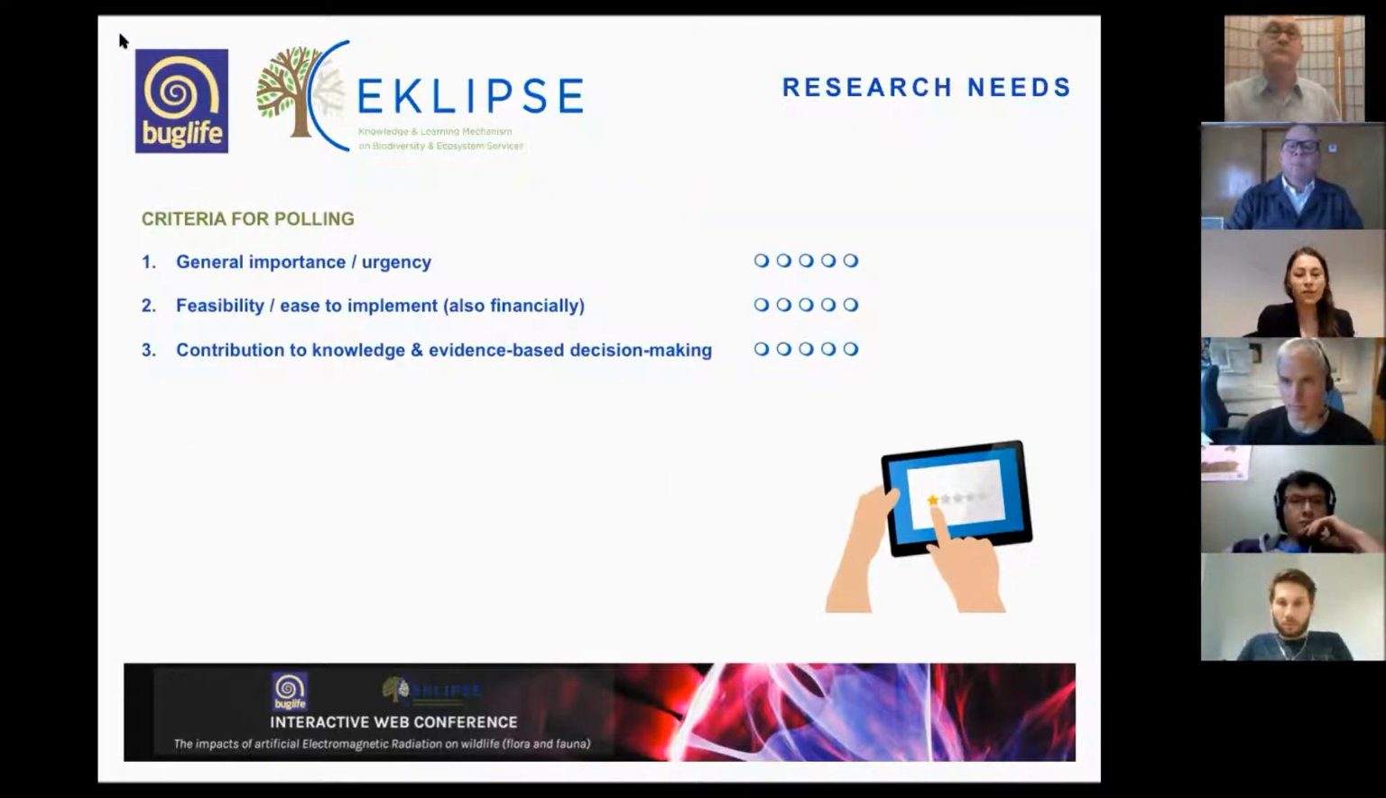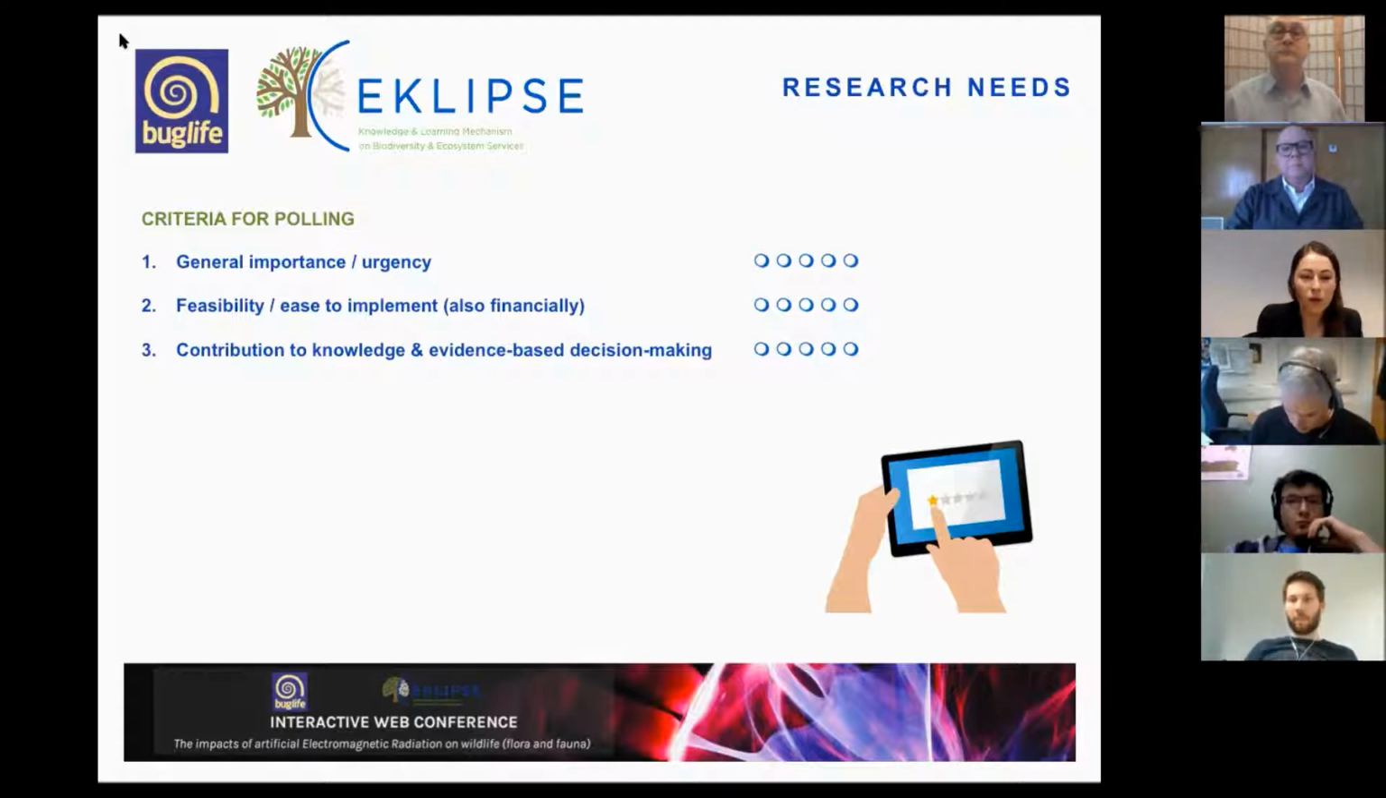So you have seen the 7 points that I have mentioned, and what we will ask you is, for each of these research needs or priorities, to give on a scale of 1 to 5 if you consider that need to be of general importance and urgency. So if the need should be addressed soon, and that it is very important to address it.